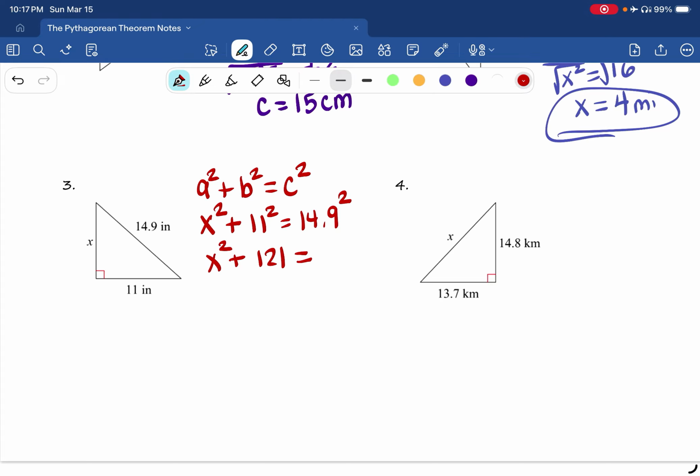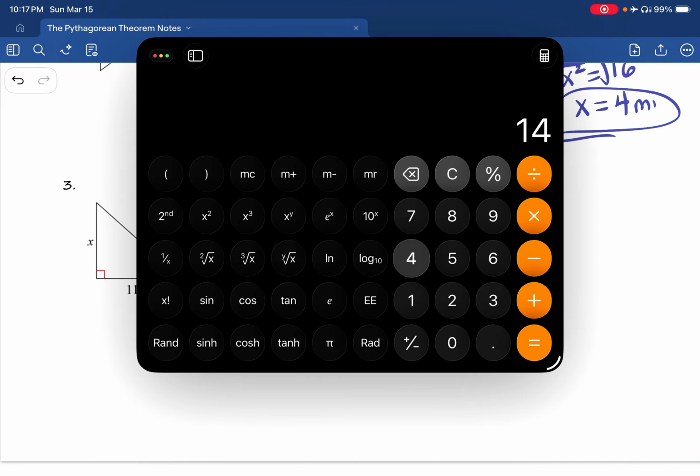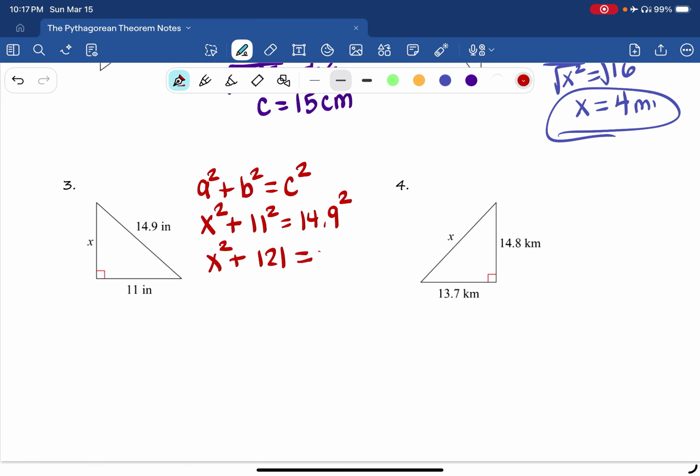Okay, so now we'll have X squared plus 121. That's 11 squared, and I need to put 14.9 in my calculator. Don't have that one memorized. 14.9 squared equals 222.01.